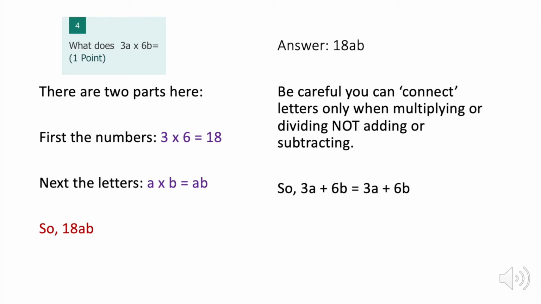So some algebra here, 2 parts, do the numbers, 6 times 3, 18, and A times B, AB. So the answer is 18AB.